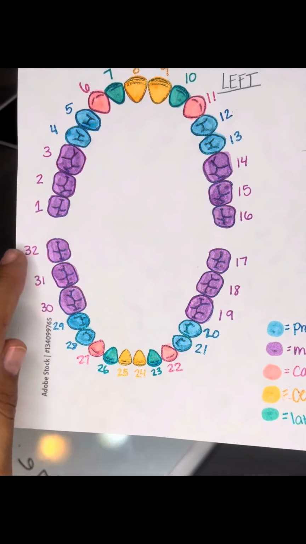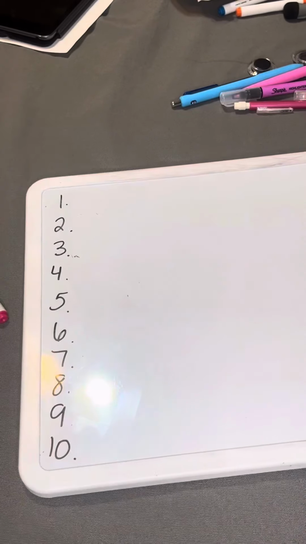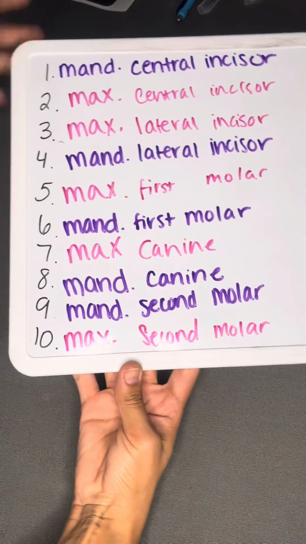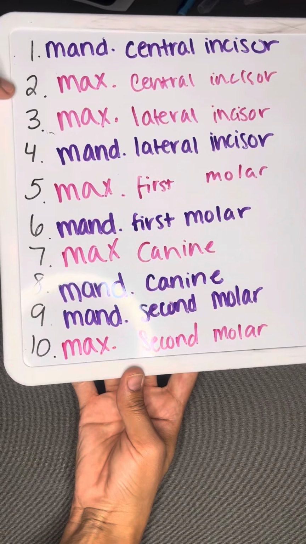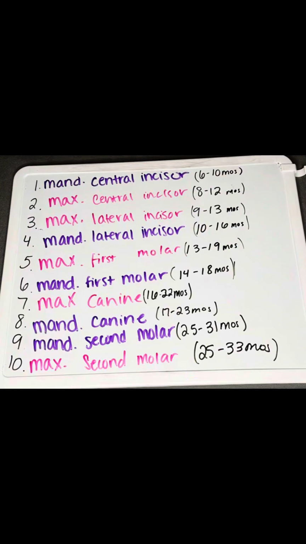For the primary eruption schedule, you'll be labeling 1 through 10, and then you'll label it this way, starting with the mandibular and ending with the maxillary. If you notice, I do have a little pattern to this.